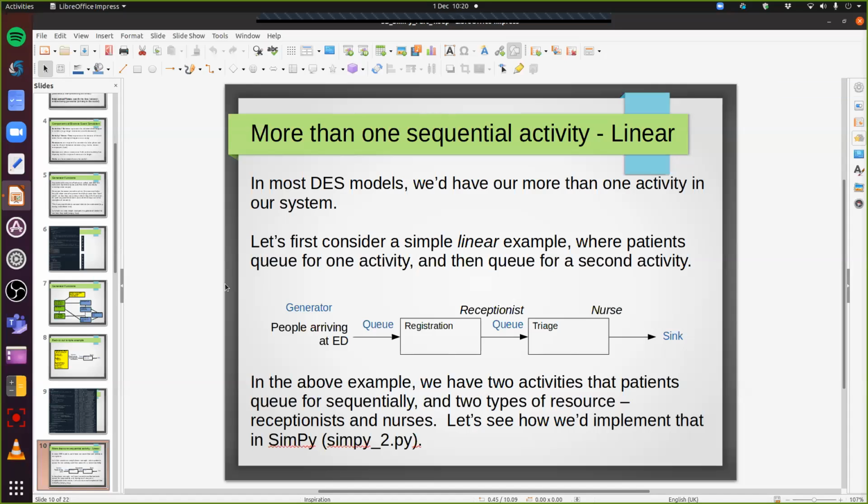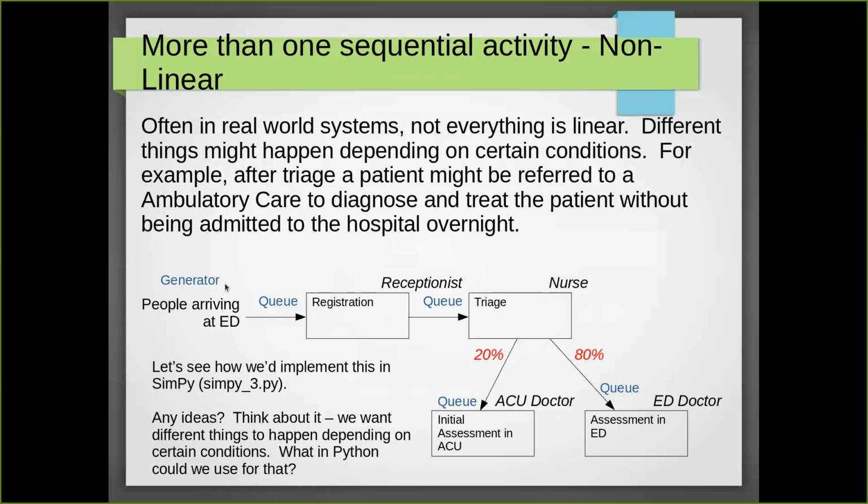So that's an example of a linear process. But of course, in the real world, not everything is linear. In fact, there's a lot that isn't linear, because different things may well happen depending on certain conditions. So, for example, after the patient's been triaged by the nurse, they might be referred to the ambulatory care unit, so that they can diagnose and treat the patient without them being admitted to the hospital. Or they might join the queue to see the ED doctor. So different things might happen depending on what happens in this triage.